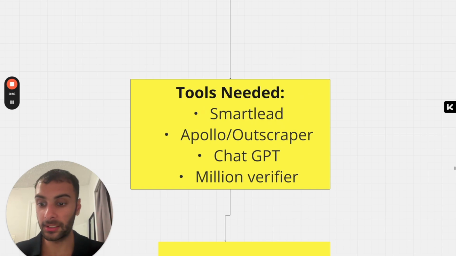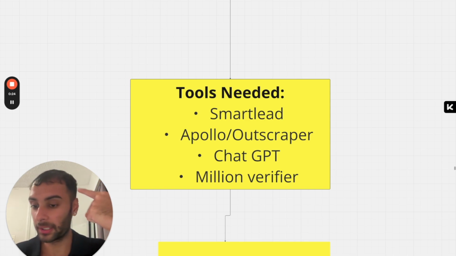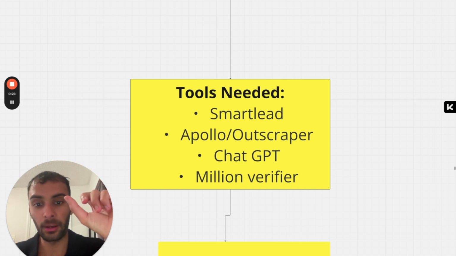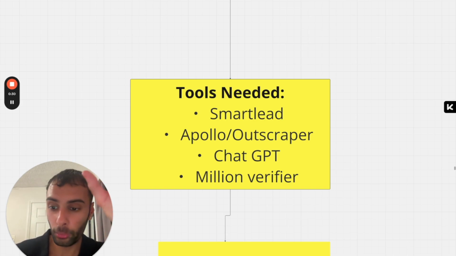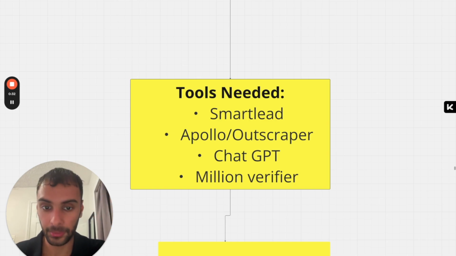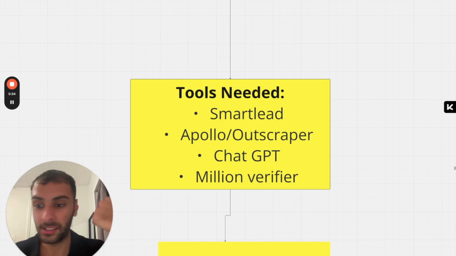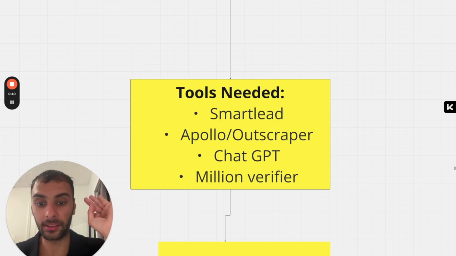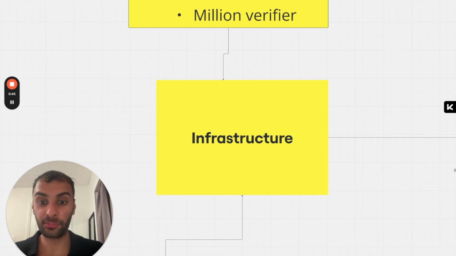You're going to need Smartly to send out the outreach messages, obviously. You're going to need Apollo or Outscraper to actually get the data. Apollo is more for if you're targeting LinkedIn, if your ideal customers are on databases like LinkedIn, but if you're targeting more local businesses, I recommend something like Outscraper, where it can pull local plumbers, HVAC, pest control, that type of thing. You're also going to need ChatGPT to do some market research, and then you're going to need Million Verifier to verify the emails, right? So let's get started with the infrastructure itself.